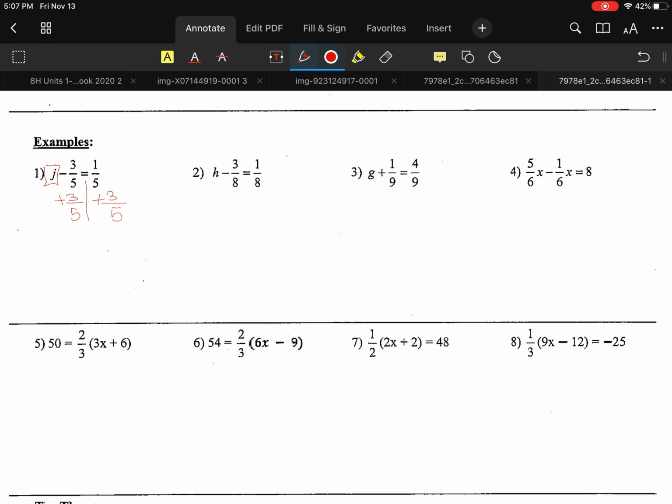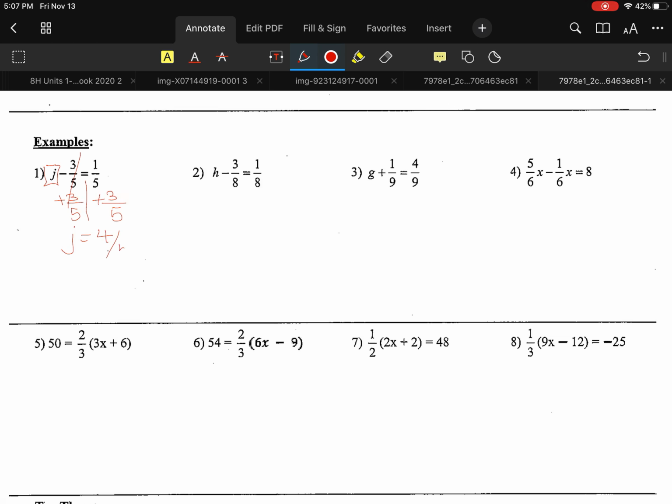Some of you might want to draw on that wall, that's fine. They're on opposite sides of that wall, or opposite sides of the equal sign. We've got to use reverse or opposite operations. Negative 3/5 plus 3/5 is 0, so I can cross those out. I now have j is equal to 1/5 plus 3/5.